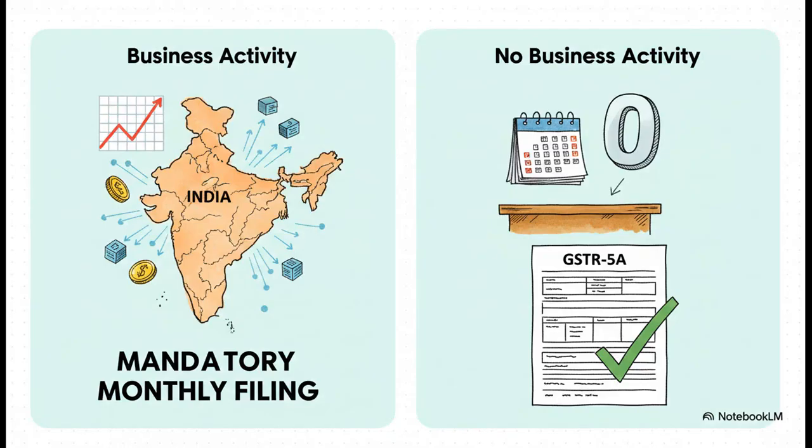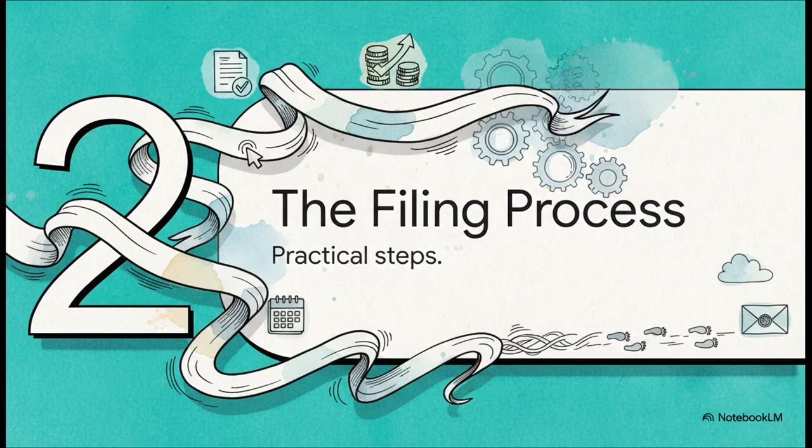I get this question all the time. But what if I had 0 sales this month? Doesn't matter. You still have to file. It makes no difference if you made a ton of money or absolutely nothing. Filing GSTR-5A is mandatory every single month. If you had no business activity, you just file what they call a nil return. Simple as that. Okay, so now we know the what and the when. Let's get into the how.